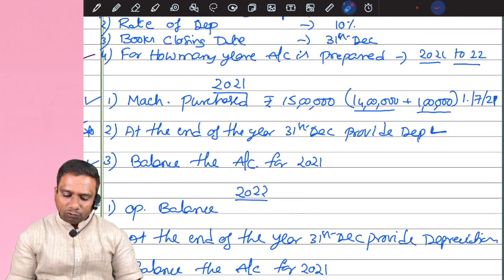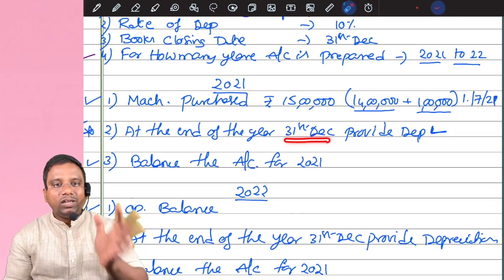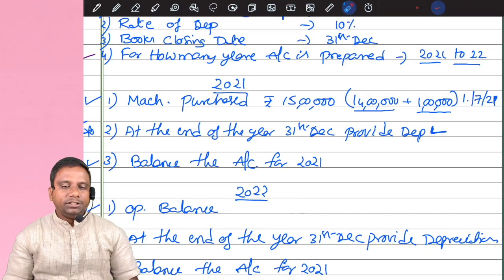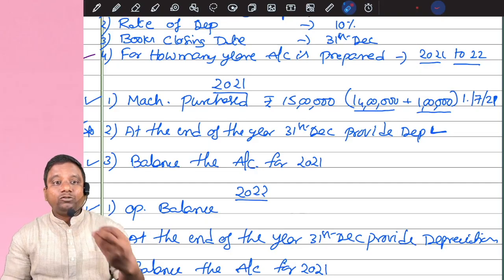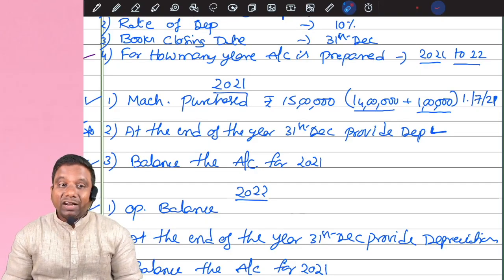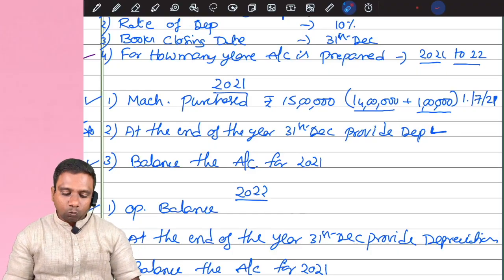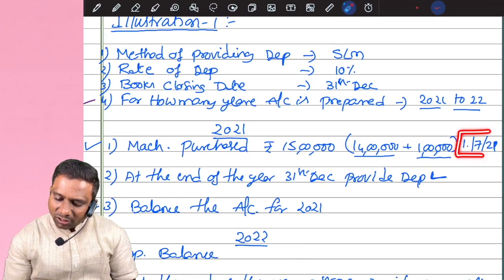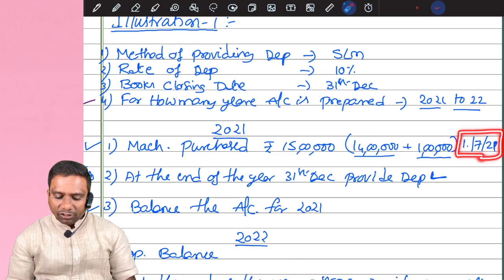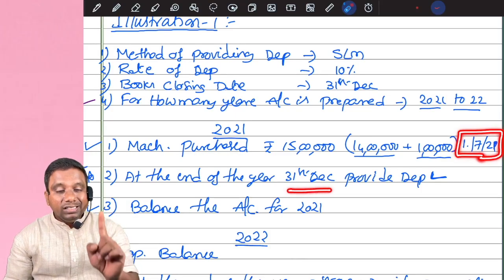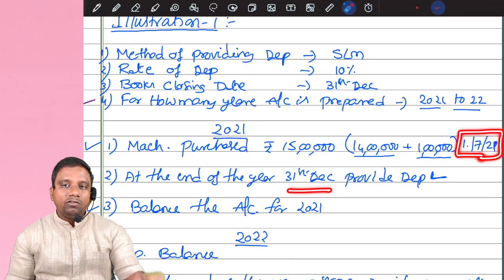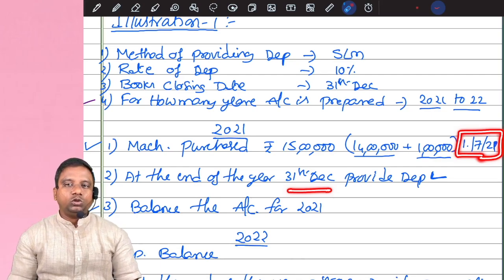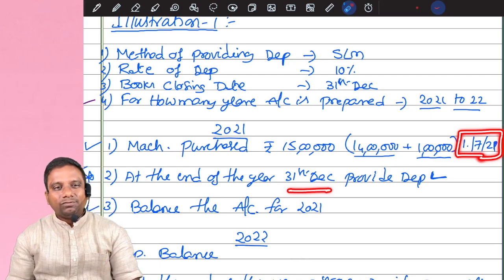What is the closing date of books of accounts? 31st December. Calculate depreciation. In the year of purchase, we have to be very careful for calculation of depreciation. Why? Because here the asset is purchased on 1/7/2021, but books of accounts are closed on 31st December. In the year of purchase, we calculate depreciation from the date of purchase to the date of closing the books of accounts. From 1/7/2021 to 31st December 2021, how many months? 6 months. For the first year, we calculate depreciation for 6 months and we record the entry.